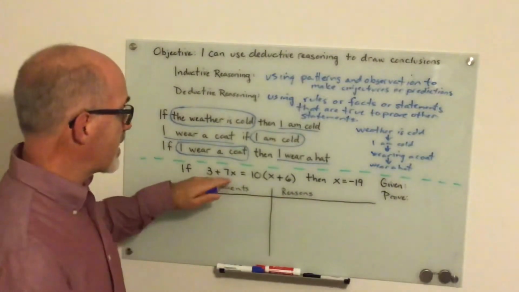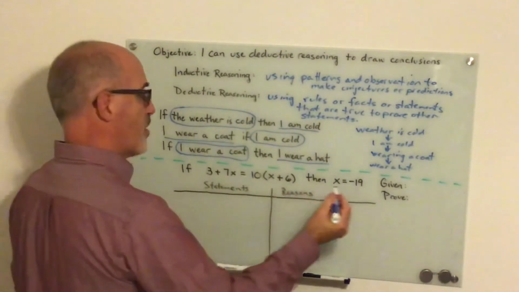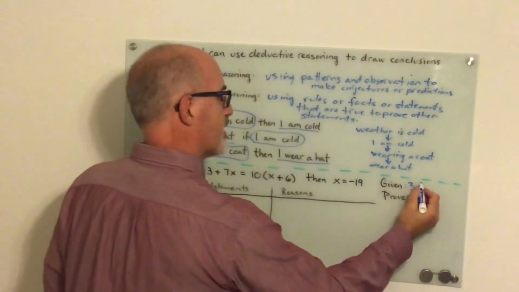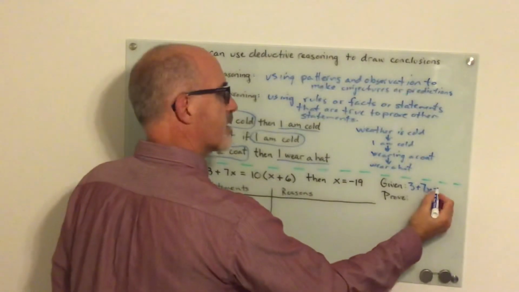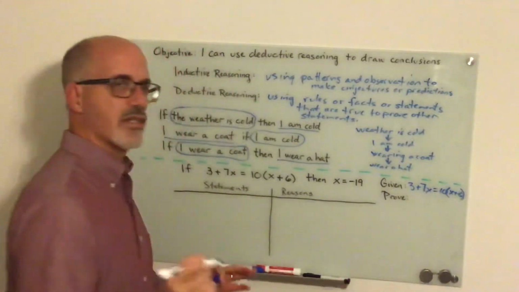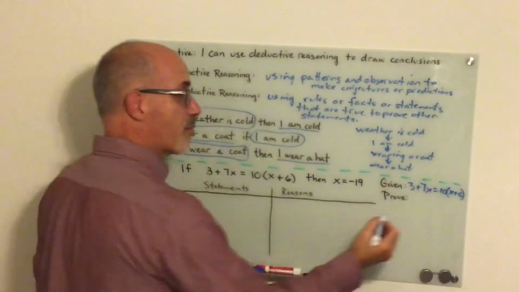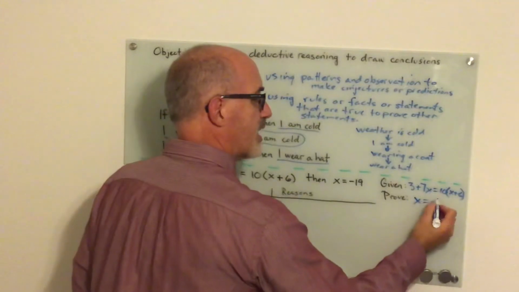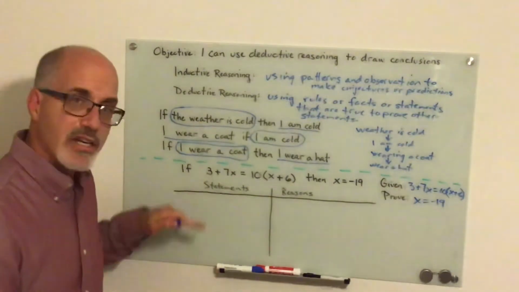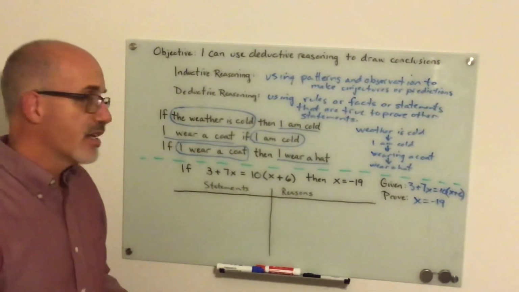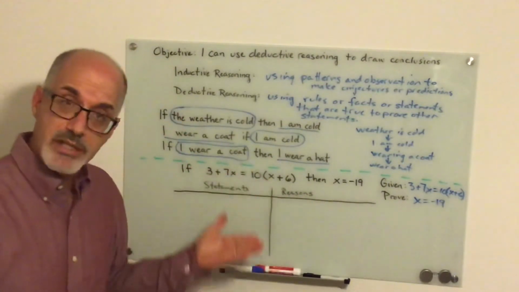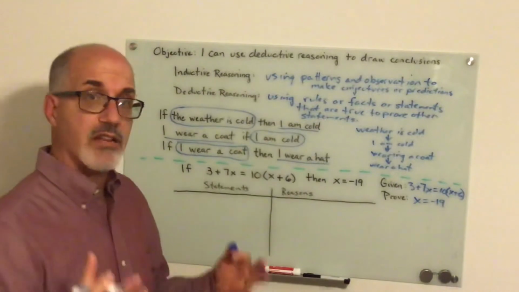So what we say is that the hypothesis here, the part after the if, is given to us. That's the part that we're starting out saying is true: 3 plus 7x equals 10 times x plus 6. That's given to us as true. Let's say that we want to prove then that x equals negative 19. So I should never use this statement in the proof. It is the ending conclusion that I want to come to at the end. So nowhere in the middle of the proof do I want to use that x equals negative 19. I want to see if it's something that I can produce at the very end logically.